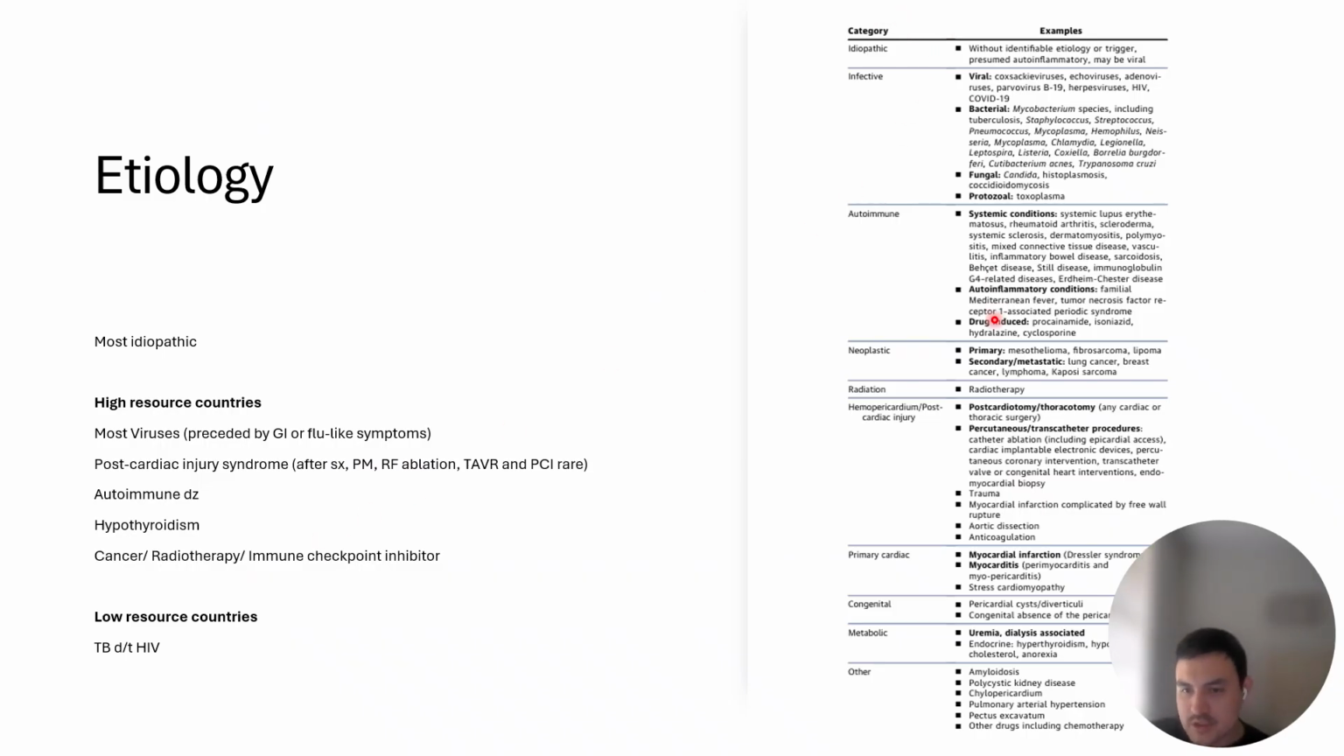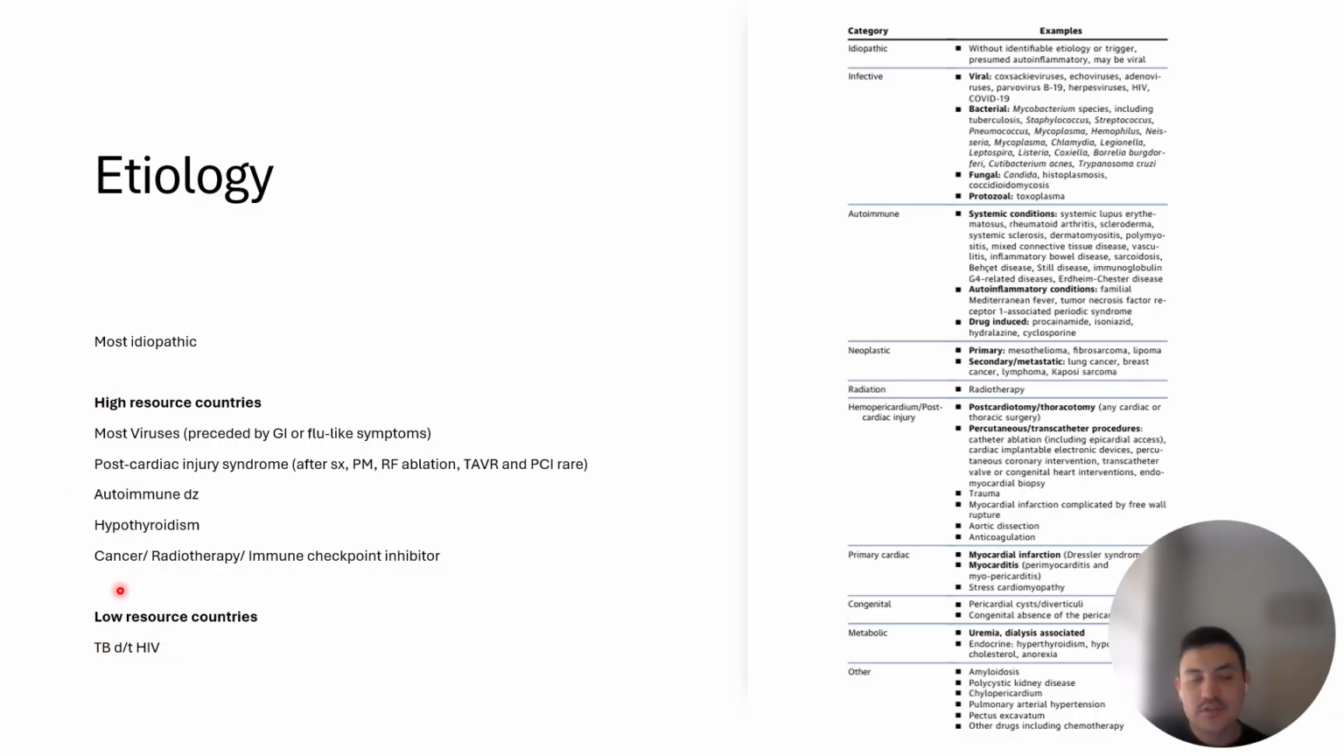There are a bunch of causes that may lead to acute pericarditis, but the most common etiology is idiopathic, meaning we don't find the cause. Then, if you are in a low-resource country, always think of TB, maybe due to HIV. That's why, if the patient comes from a low-resource country, always think of TB.